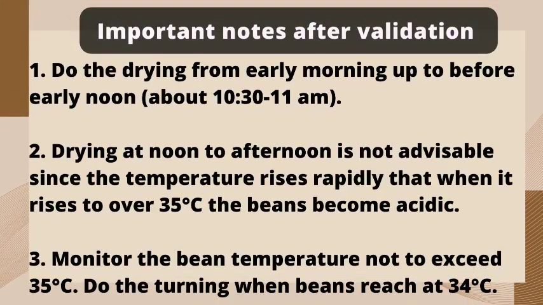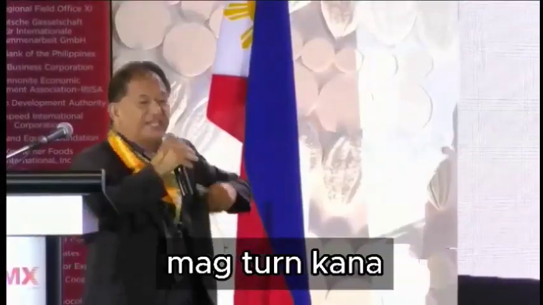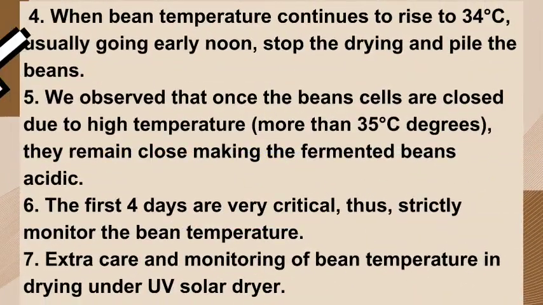Important notes ito after validation. Do the drying from early morning up to before noon. Then drying at noon to afternoon is not advisable since the temperature rises rapidly. When it rises over 35 degrees, the beans become acidic. Then monitor the bean temperature not to exceed 35 degrees. Do the turning when the beans reach 34 degrees. Mag-turn ka na. When the bean temperature continues to rise, usually going to noon, stop the drying and pile the beans.